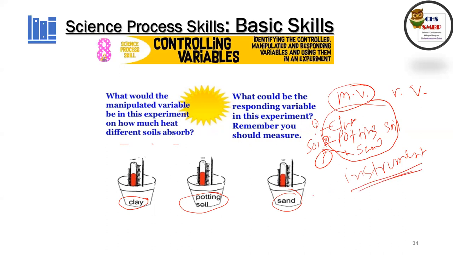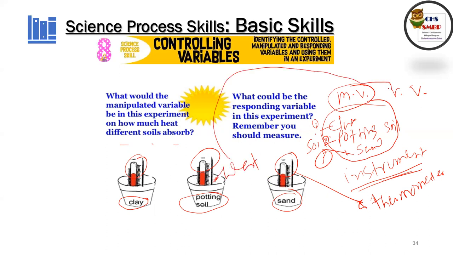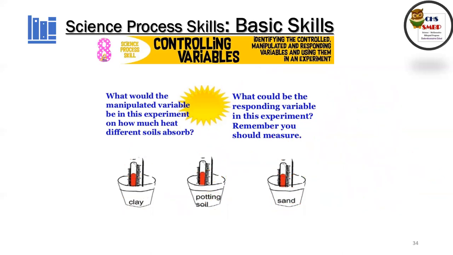Now, what would be the instrument? You see, a thermometer, right? So the instrument is the thermometer, and to check what? To check the heat absorbed. So heat will be the responding variable. From this experiment, you can say the manipulated variables are types of soil, such as clay, potting soil, and sand. That's what you see here. And the instrument is a thermometer, and the responding variable is the heat or the temperature, right? Because you can measure that.